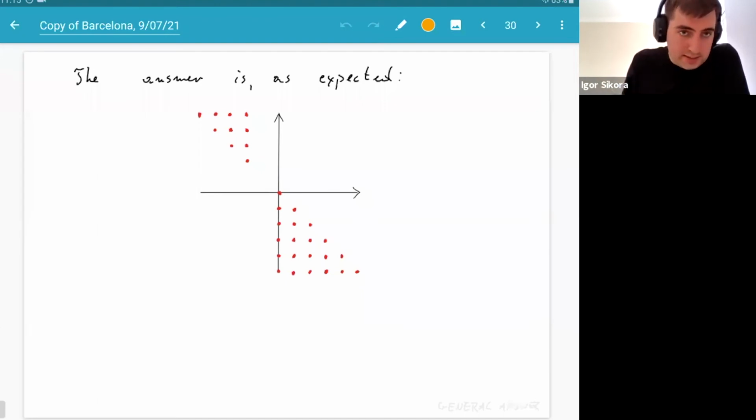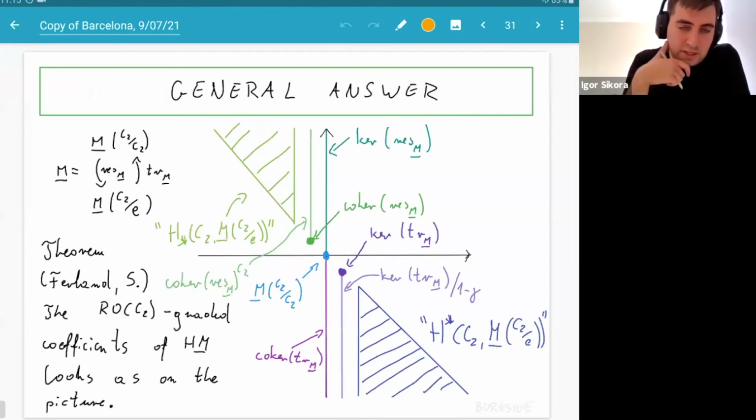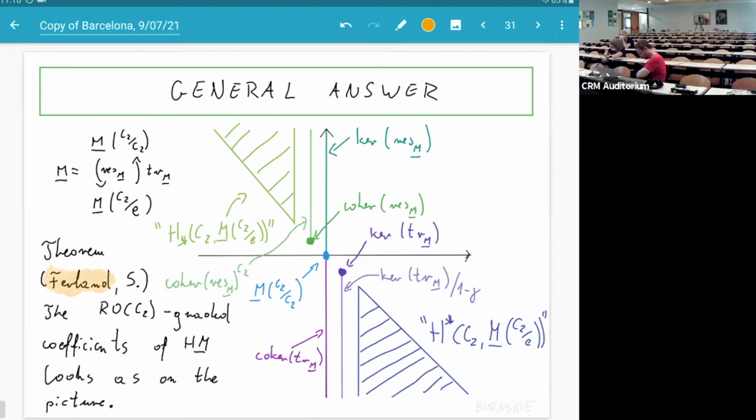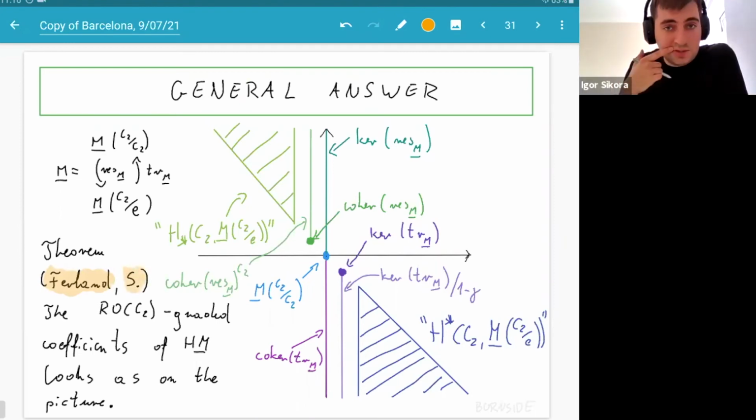So this was our toy case, and the answer for a general Mackey functor is a little bit more complicated. This is, as I said, a result of Fairland, which I reproved using the Tate method: that the RO(C2)-graded coefficients of Eilenberg-MacLane spectra associated to a general Mackey functor look as on this picture.